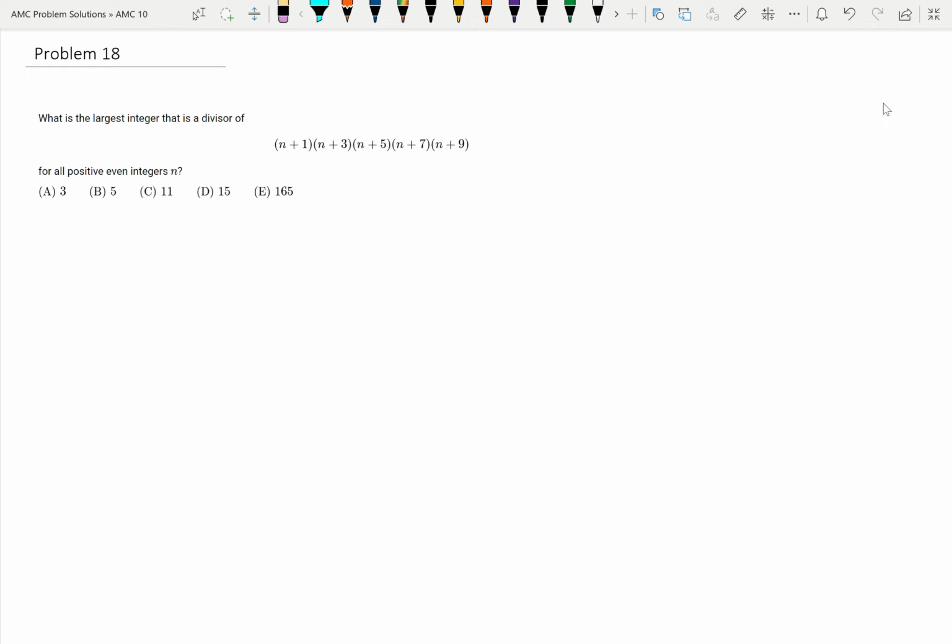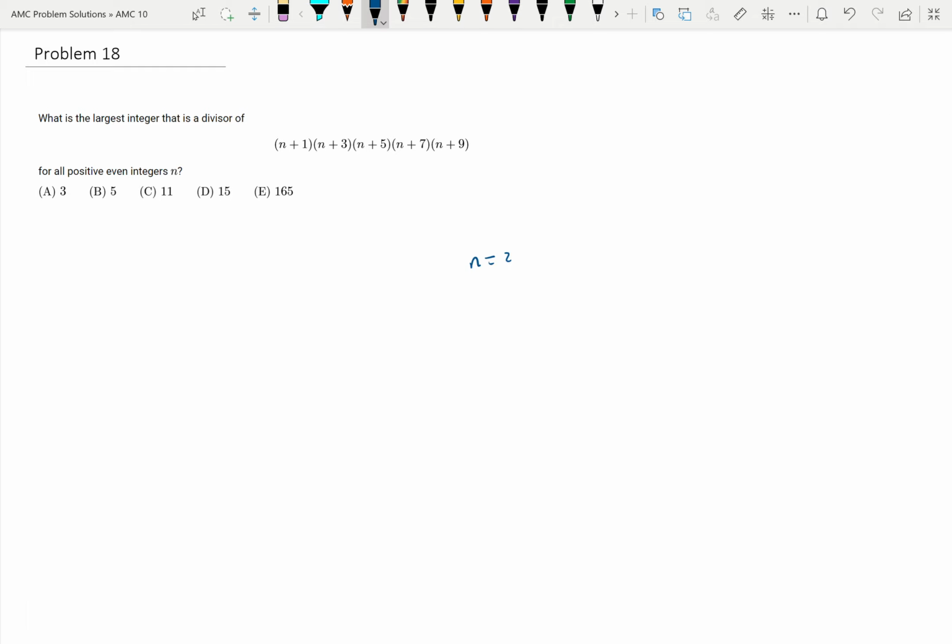What is the largest integer that is a divisor of (n+1)(n+3)(n+5)(n+7)(n+9) for all positive even integers n? So first let's consider n equals 2, and we'll see if we notice any pattern.